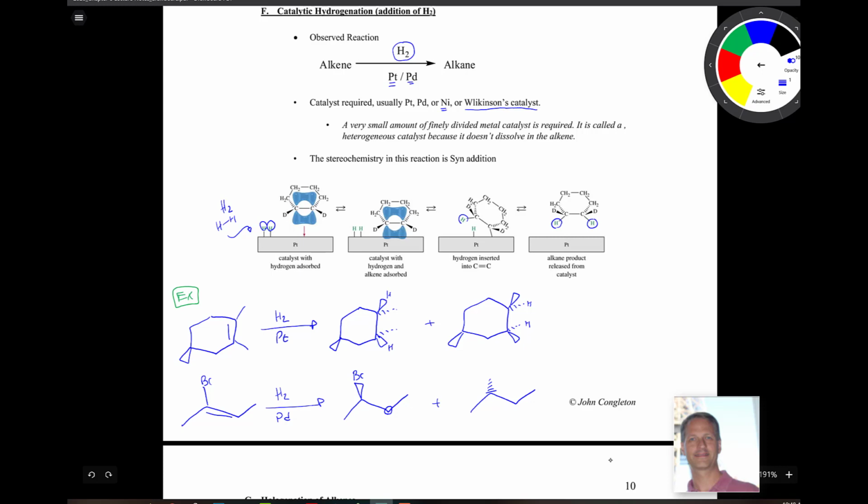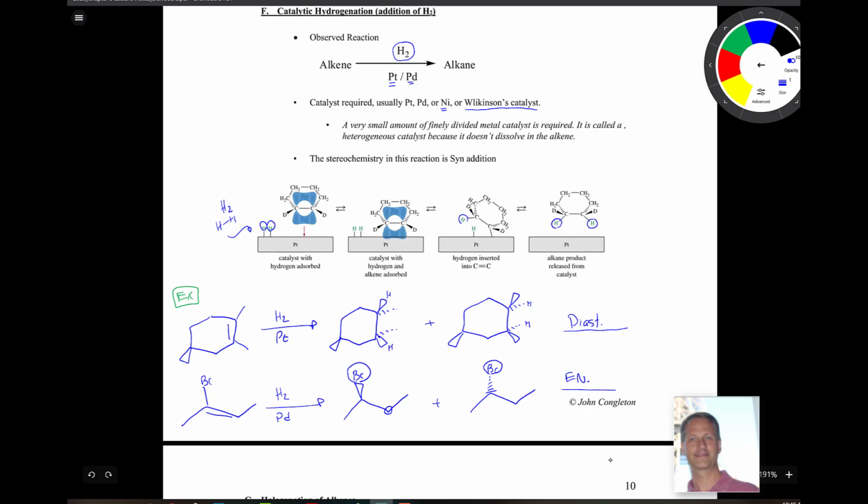plus that guy, right? Your book goes through showing how these add syn and rotating things around and stuff like that. But the end result is that you end up getting a mixture of stereoisomers. In this case, they are enantiomers of each other. Just as a little chapter 5 review, what's the relationship of these guys? If you said diastereomers, you're correct. And these guys are enantiomers.